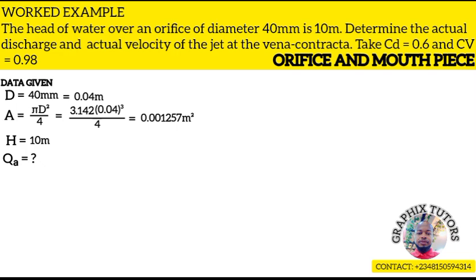We're told that we should calculate the actual discharge. So we use Q sub A for the actual discharge, and we're looking for that. And the actual velocity, we use V sub A, which is unknown, so we're looking for that too. Then the coefficient of discharge, CD, is given to be 0.6, and the coefficient of velocity, CV, is given to be 0.98. So these are the parameters given here.